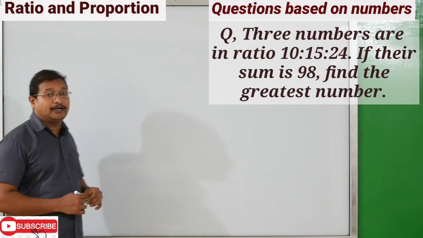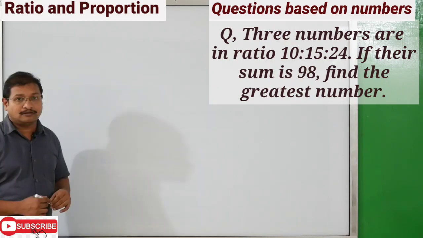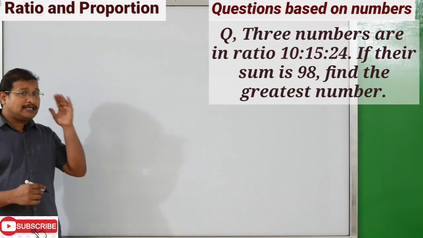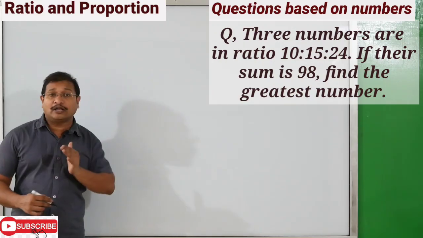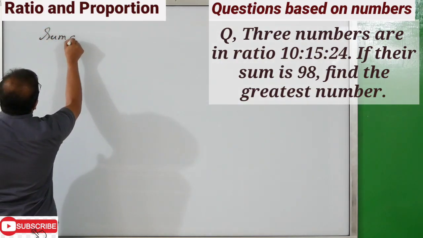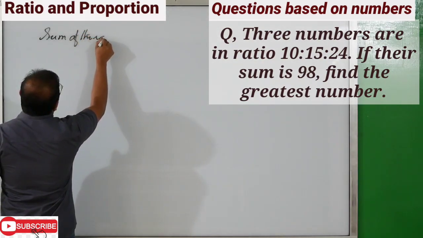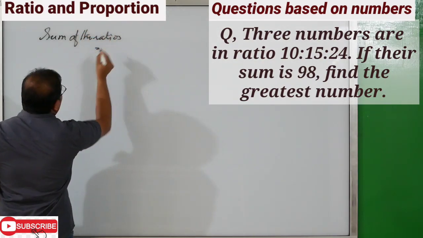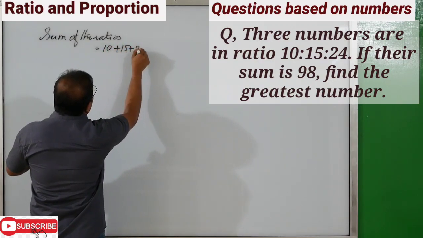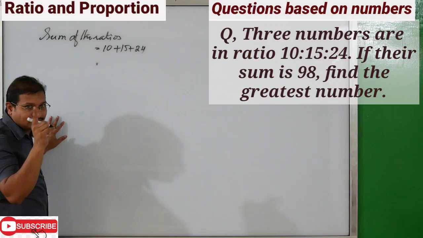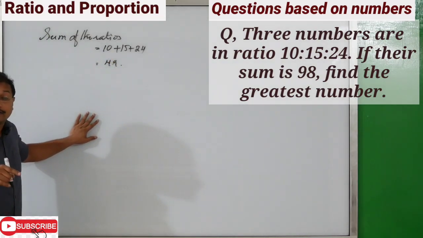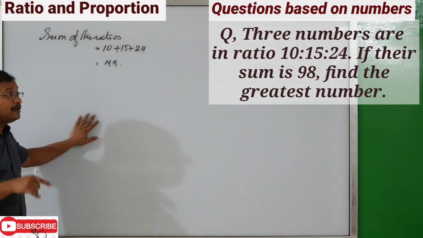Three numbers are in the ratio 10:15:24. If their sum is 98, find the greatest number. So first here what we will do, we will take the sum of the ratios. Sum of the ratios equals, we will add 10 plus 15 plus 24. How much will you get? Yes, 49. After that, the total number is already given, 98, isn't it? Now what do you want?